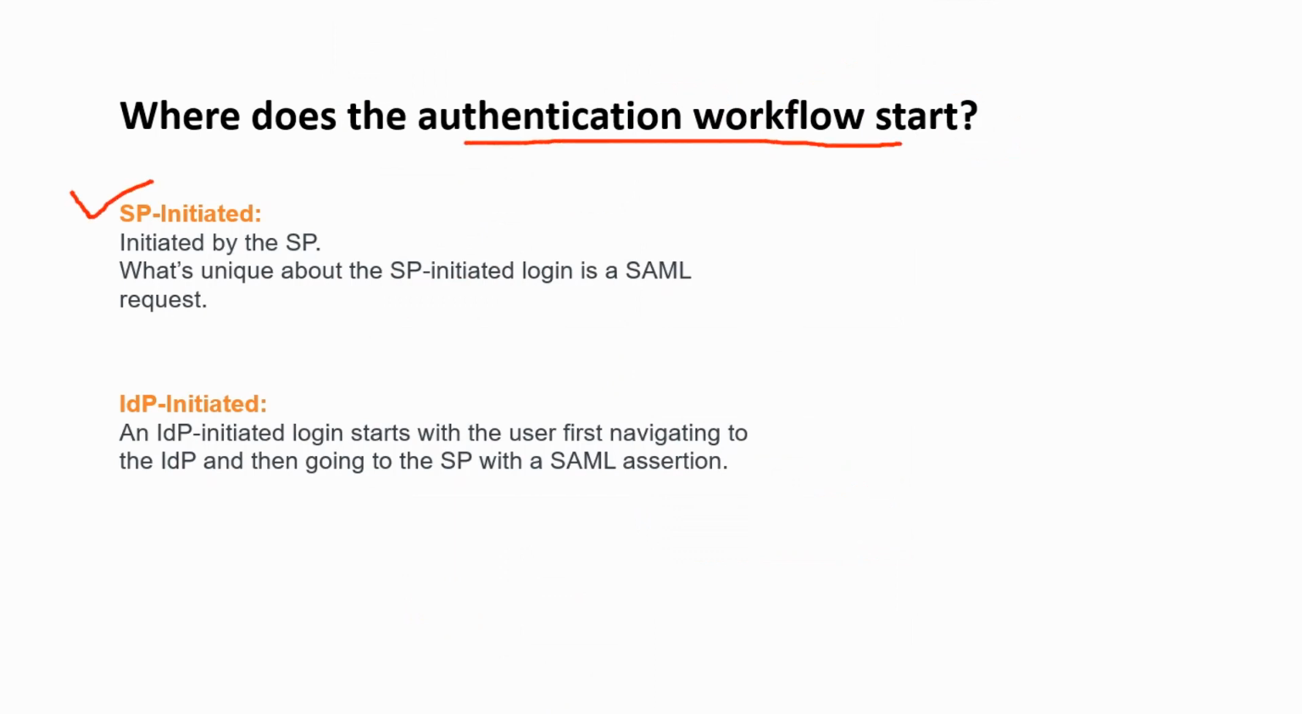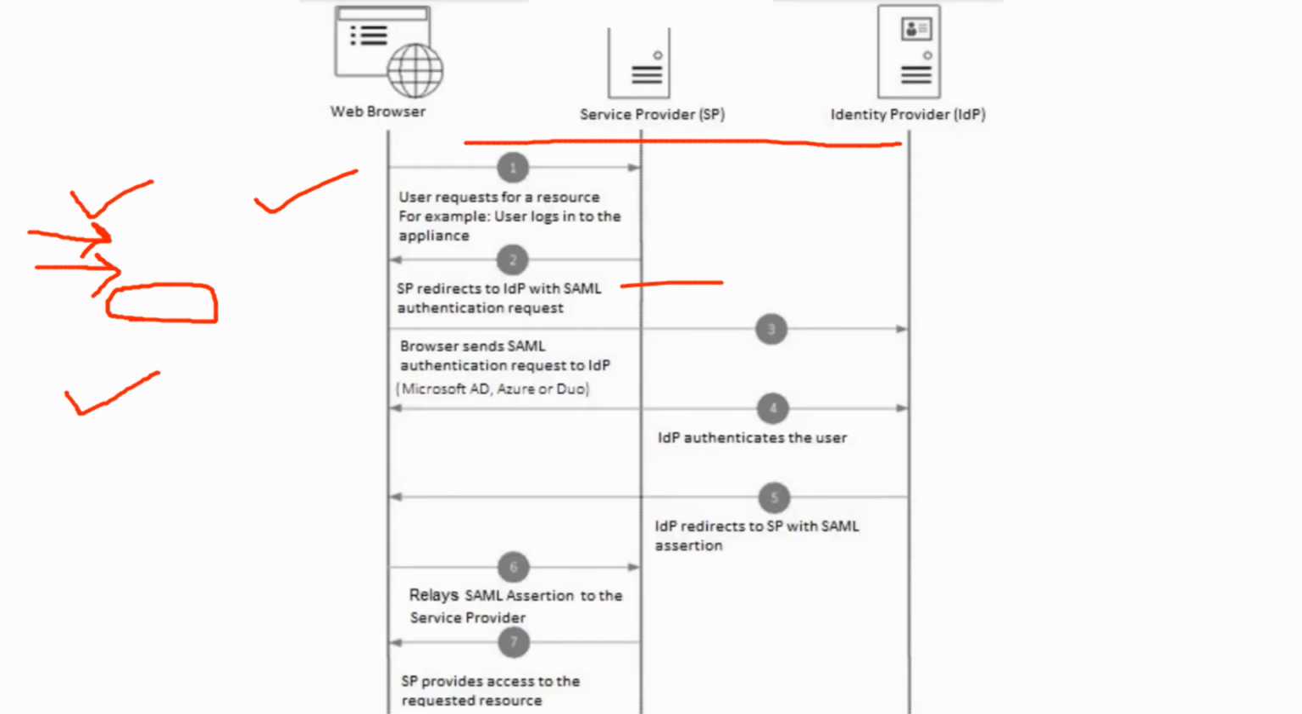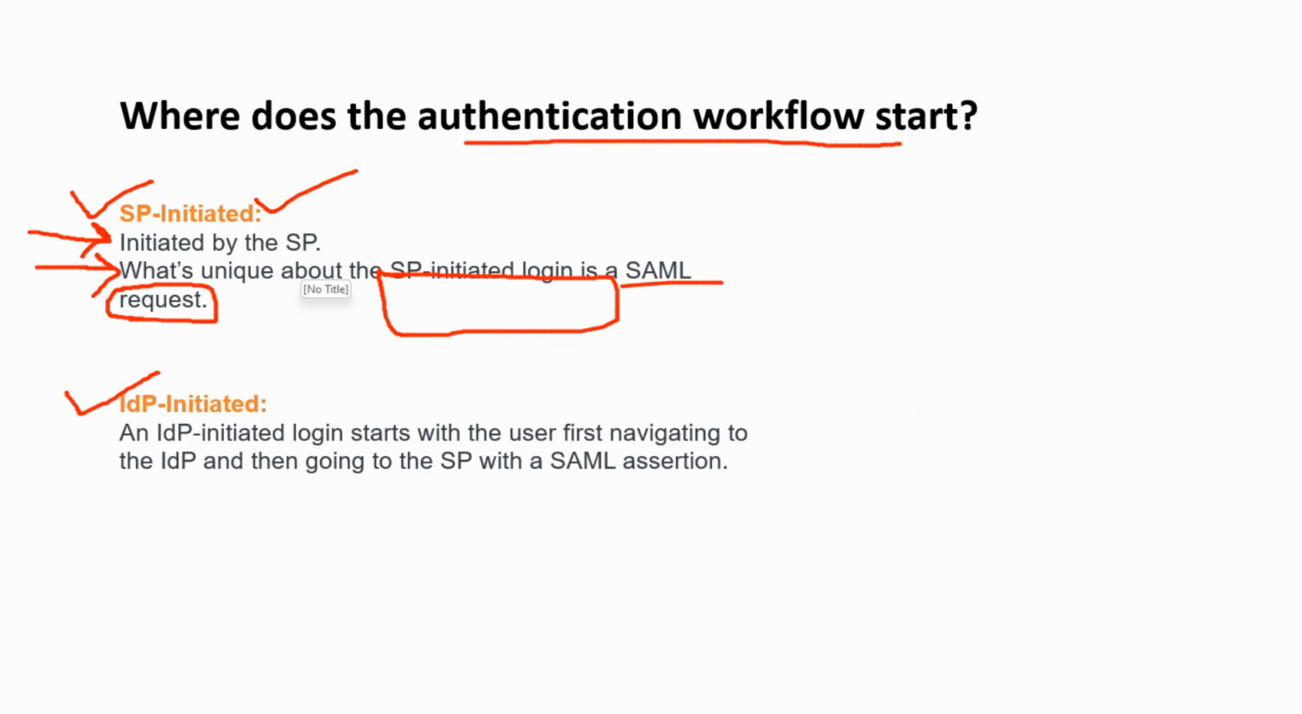It could be SP initiated or IDP initiated. In the last slide, the example we saw was SP initiated. The user directly tried to access the service provider, and therefore it was initiated by the service provider, right? And the unique thing about SP initiated is a SAML request, which we saw in the last slide as well. Let me just show that to you real quick. In the last slide, we saw the SAML authentication request being sent from the SP, the service provider, to the IDP, right? Now, why do we have SP initiated? The reason is that some service providers support SP initiated logins, while others don't. And yeah, that's pretty much it.